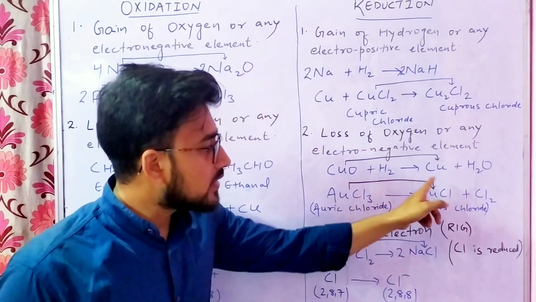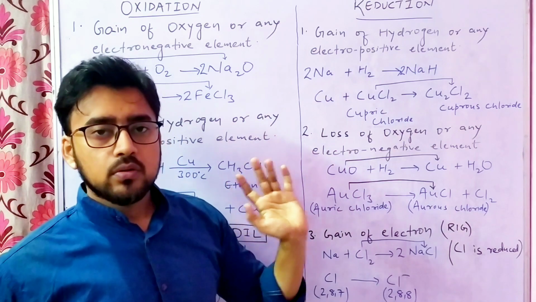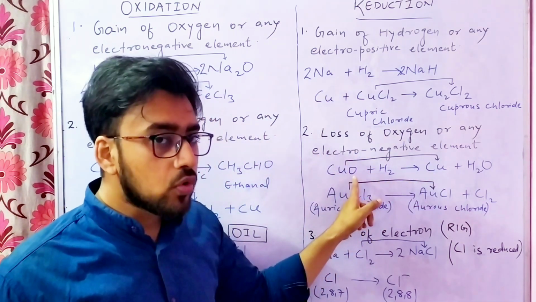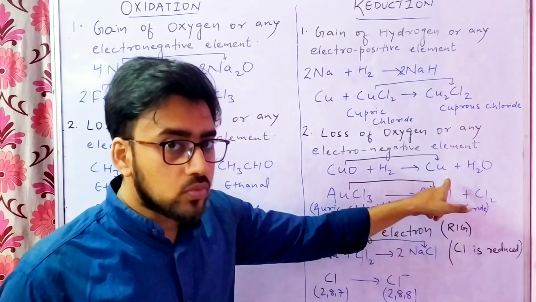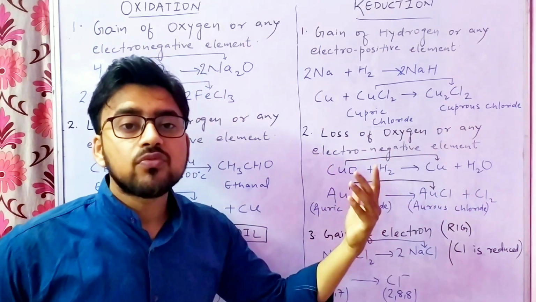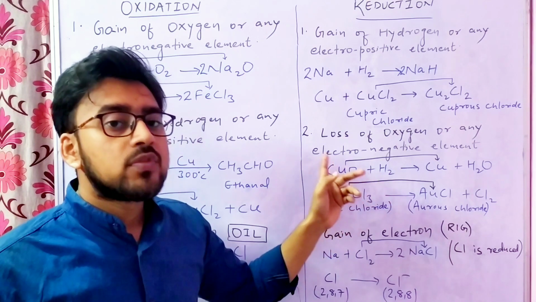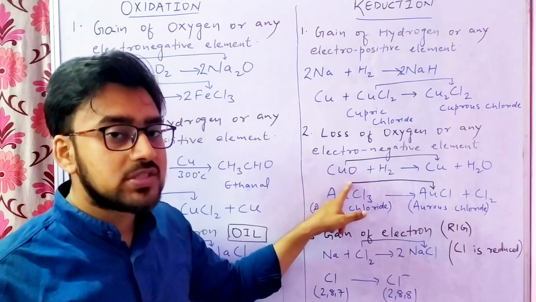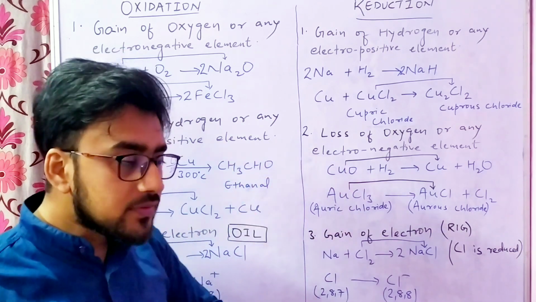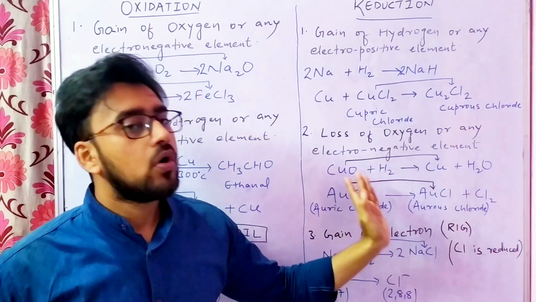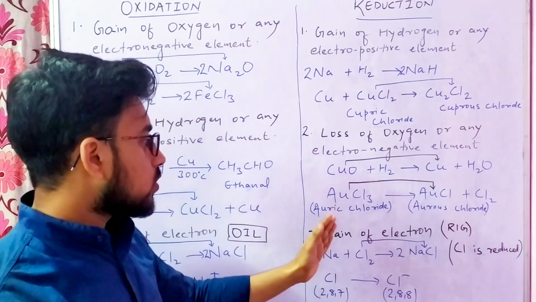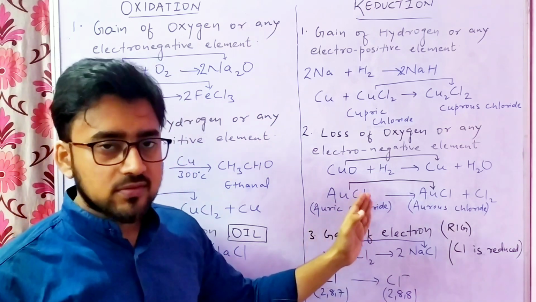So copper oxide is getting converted into copper. So there is loss of oxygen, no? On the reactant side it is CuO, but on the product side it is Cu. So this is loss of oxygen from copper oxide. Therefore, you can say that copper oxide is the reactant which is reduced here. Why is it reduced? Because there is loss of oxygen. Am I clear?